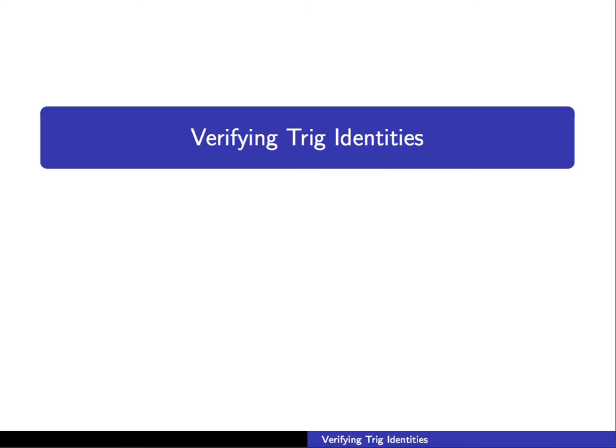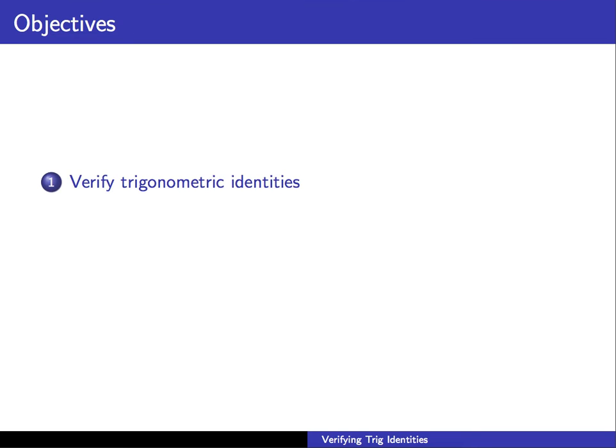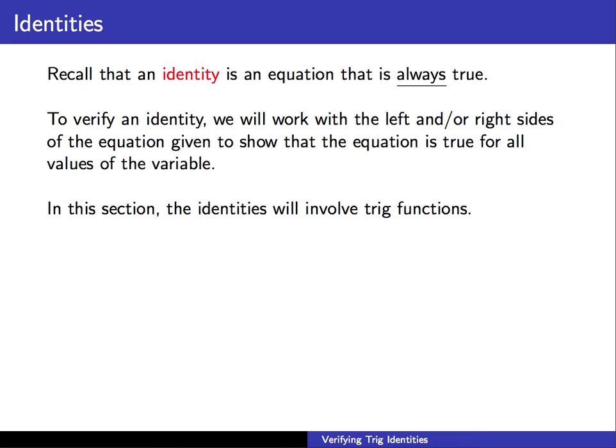Alright, in this video we're going to look at verifying trig identities. And an identity, recall, is an equation that is always true no matter what the value of your unknown or your input. So for instance, we might have something like 2x plus 6 is an identity with the equation 2 times the expression x plus 3.